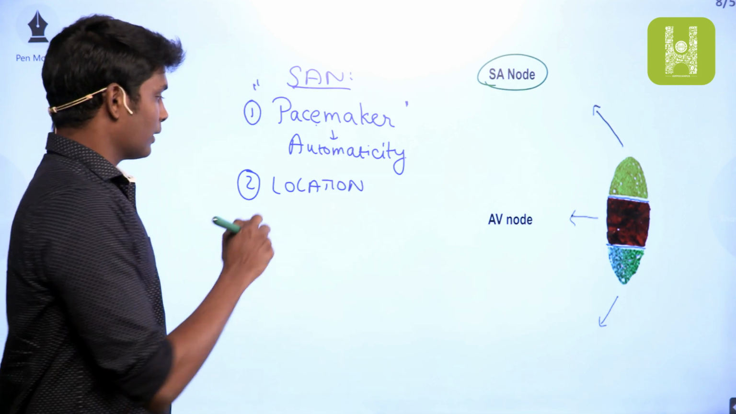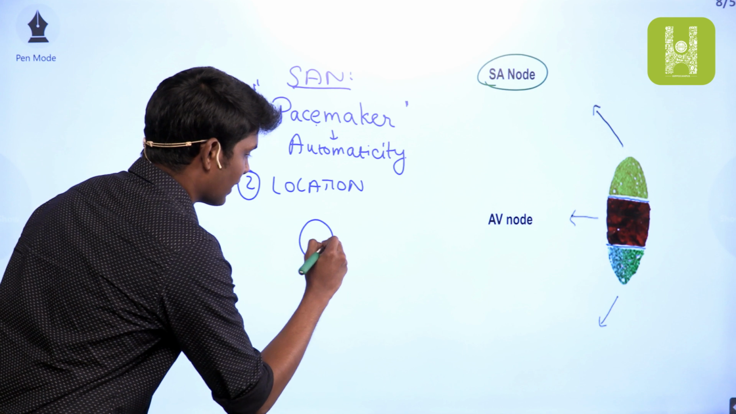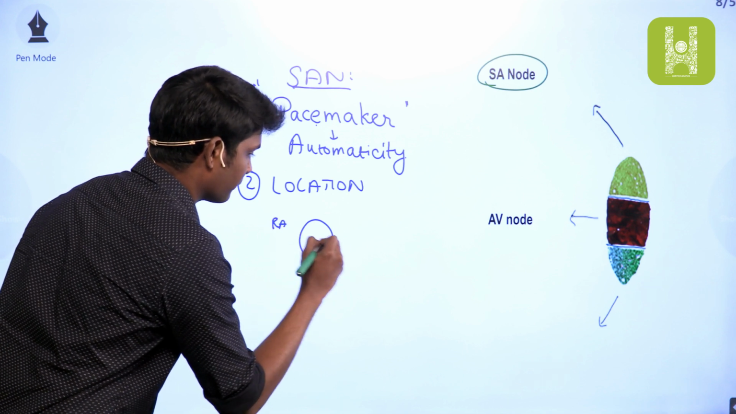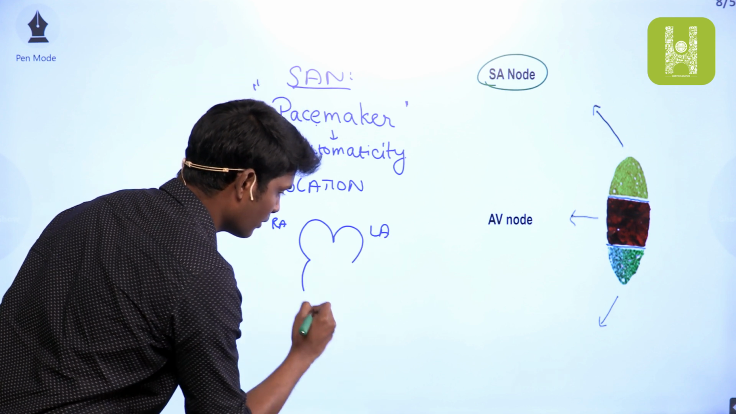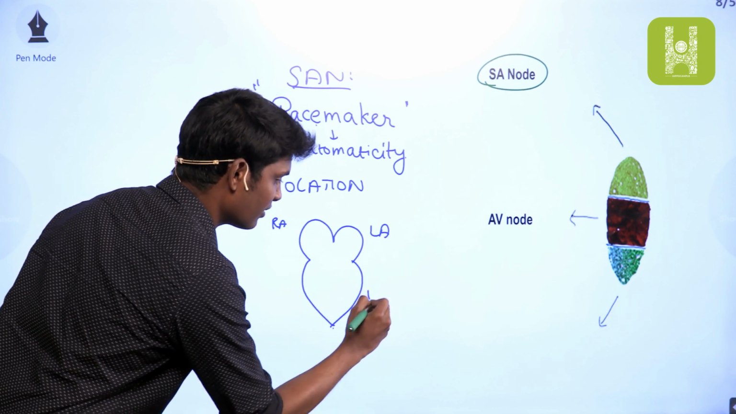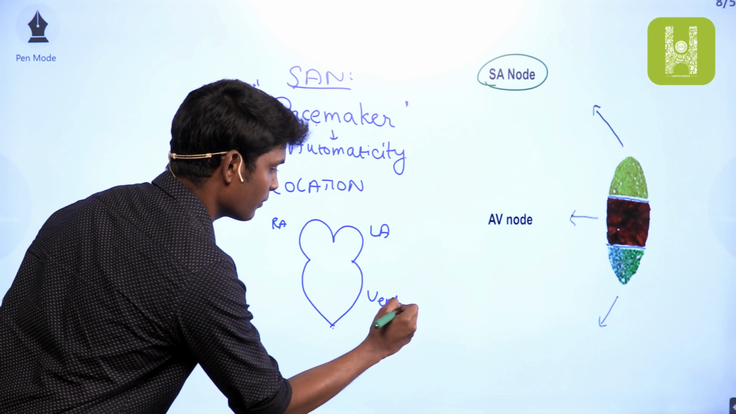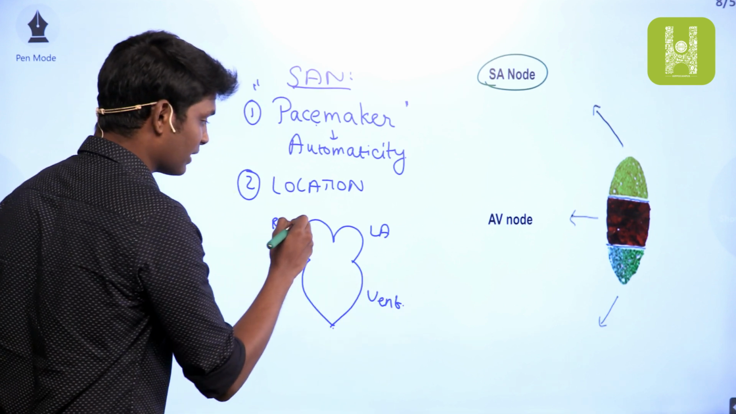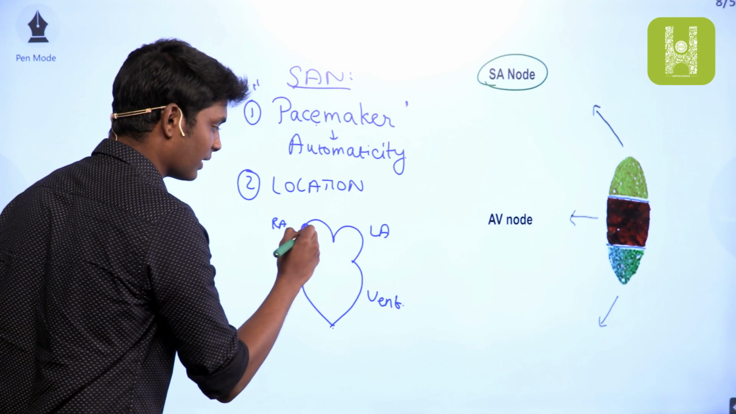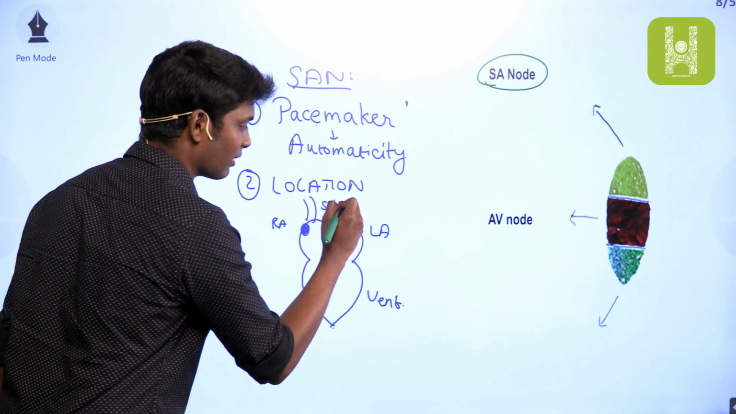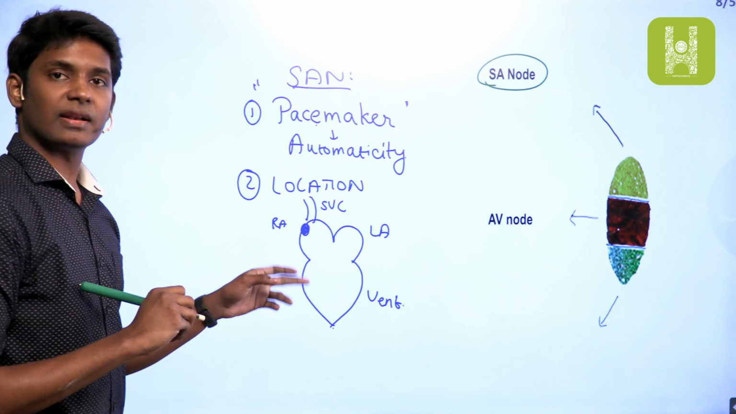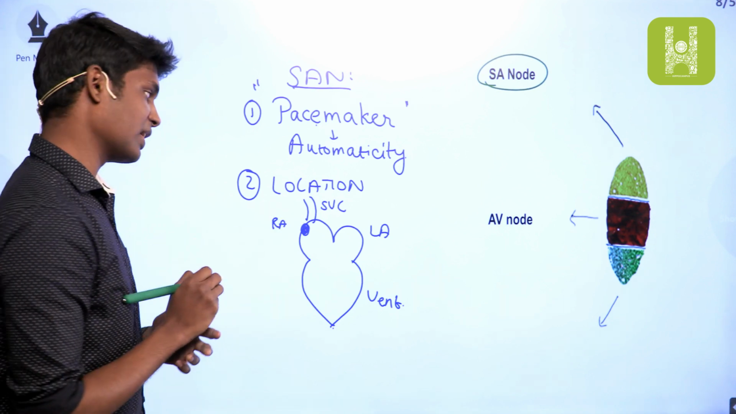So if we consider this as the right atrium and this as the left atrium, this as the ventricle, the SA node is actually present in the upper part of the right atrium, just near the entry of the superior vena cava. So it is present in the upper and right end of the right atrium.